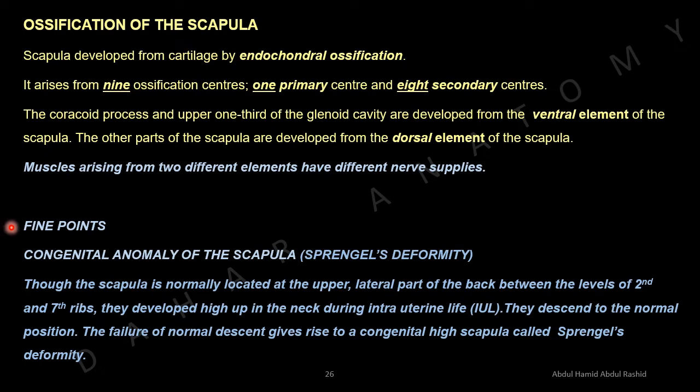Fine points. Congenital anomaly of the scapula: Sprengel's deformity. Though the scapula is normally located at the upper lateral part of the back between the levels of the 2nd and 7th ribs, it develops high up in the neck during intrauterine life. It then descends to the normal position. Failure of normal descent gives rise to a congenital high scapula called Sprengel's deformity.